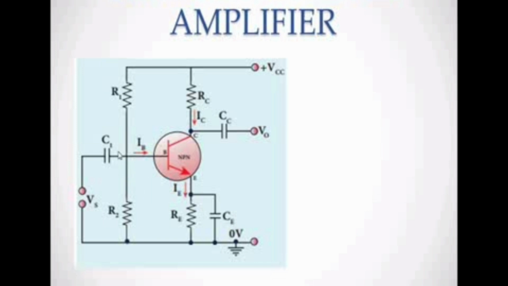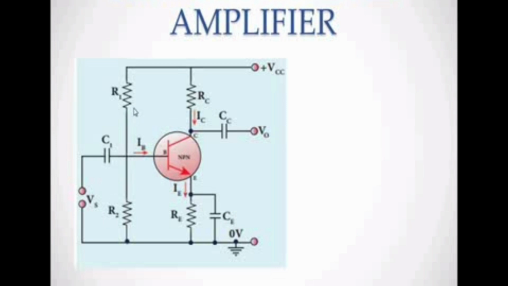DC current means direct current, and AC current means alternating current. So capacitor C1 allows only the alternating current and blocks the DC current. We give that current flow through the base of the transistor. After the base current in the transistor, the signal will be amplified. The flow of current is increased in the collector, so the collector current comes out in this direction.